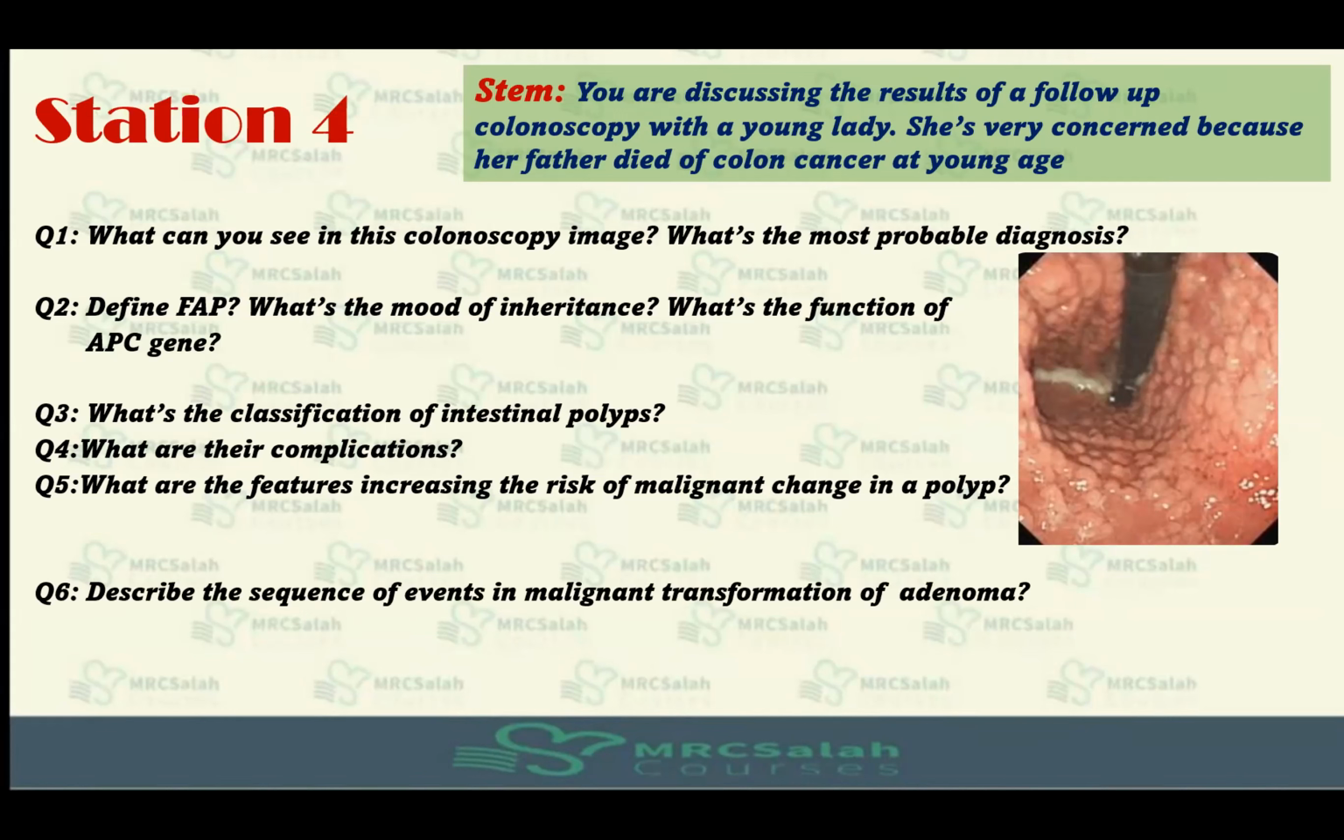Haifa, can you please describe the sequence of events in malignant transformation of adenoma and what it is called? It's a stepwise accumulation of genetic mutations and it involves oncogenes. I'm sorry, it has a specific name; I'm not sure what it is. Yes, you are defining it rightly, but it's called the adenoma-carcinoma sequence. Okay. So go on.